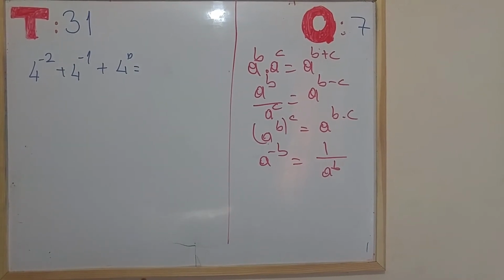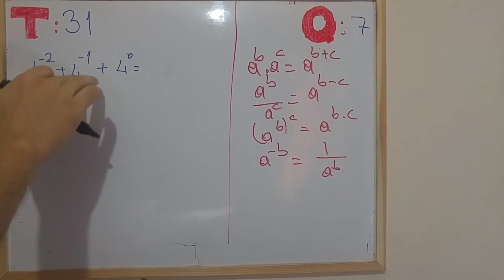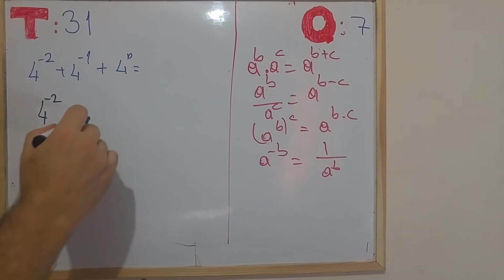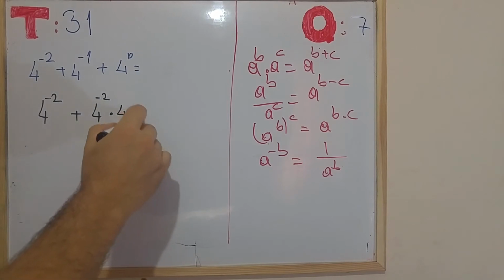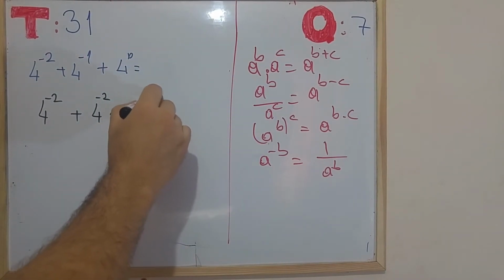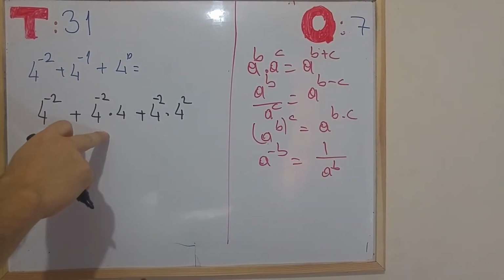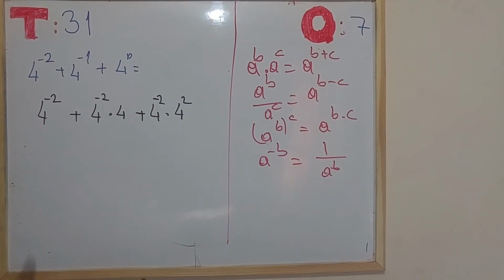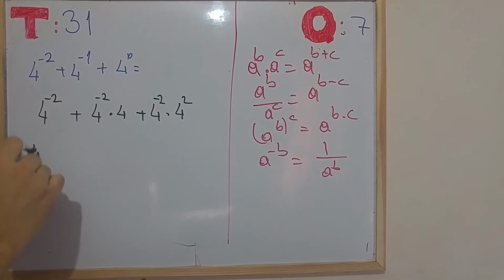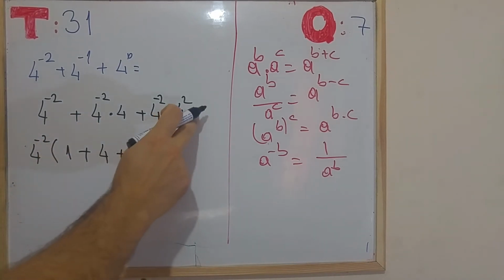We can regroup this question like this. This is equal to 4 to the minus 2 plus 4 to the minus 1 is actually equal to 4 to the minus 2 times 4. And similarly, 4 to the 0 is equal to 4 to the minus 2 times 4 squared. When you sum up the powers, this is going to be minus 1 and this is going to be 0. Now I can take this into the parentheses of 4 to the minus 2. Then I'm going to have 1 here plus 4 here plus 16 here.